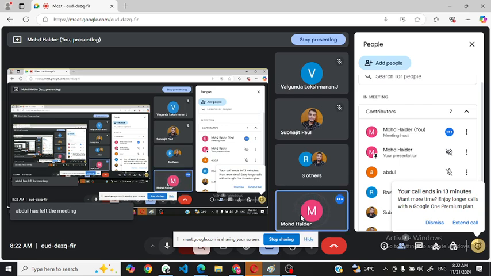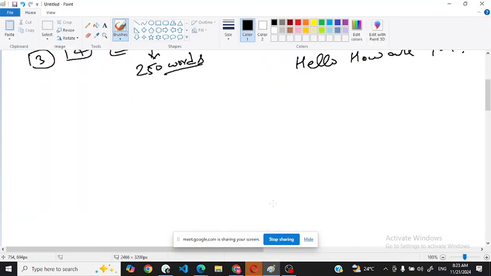So the next field will be the protocol field. Who will tell me what is the value of the protocol field?